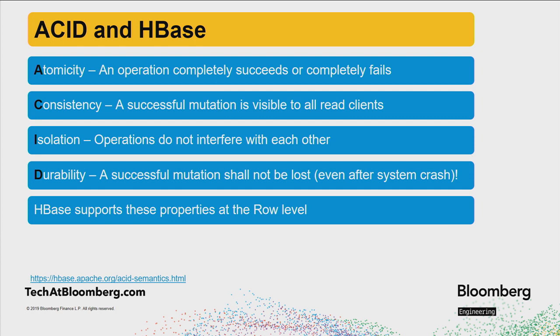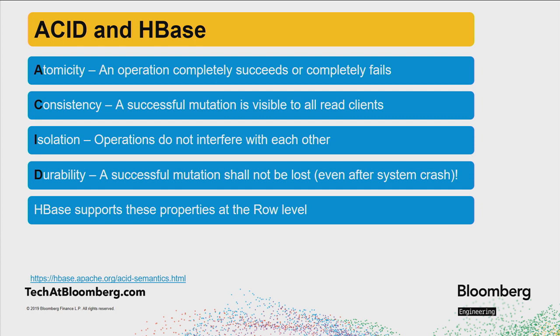Atomicity means that an operation either completely succeeds or fails. To give an example, let's say we have columns A, B, C, and all of their values are 0, and you apply an update A equals 1, B equals 1, C equals 1. If the operation fails, it's guaranteed to be A equals 0, B equals 0, and C equals 0. If it's successful, it's guaranteed to be A equals 1, B equals 1, C equals 1, and not any other combination.